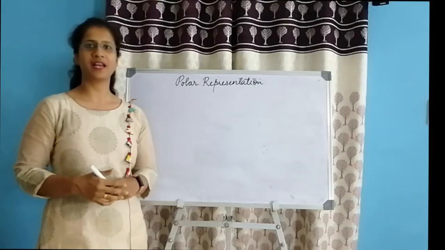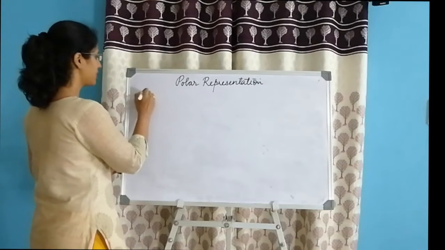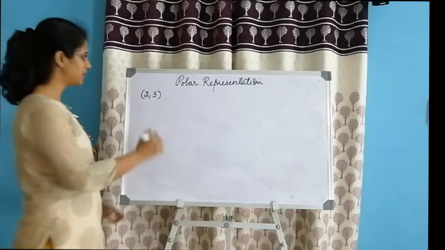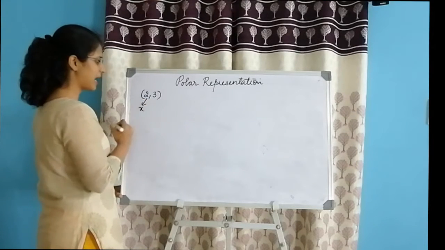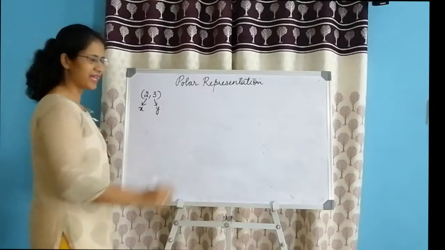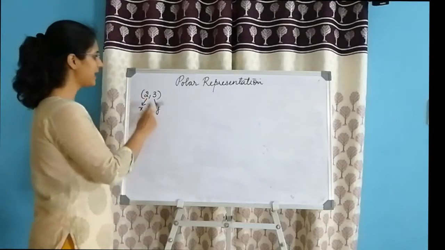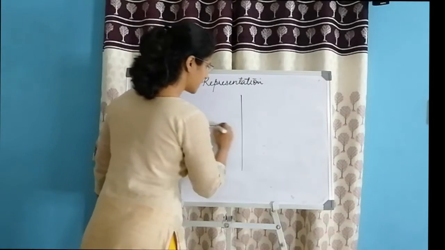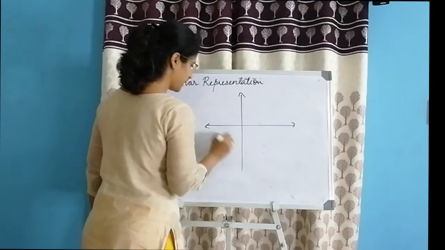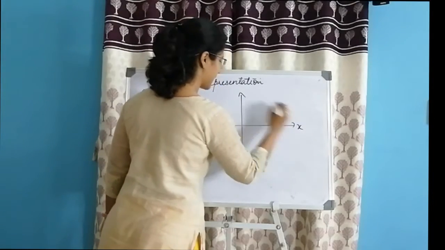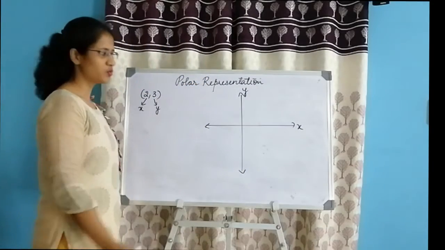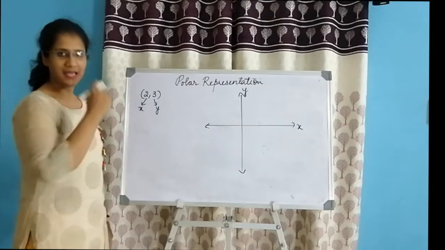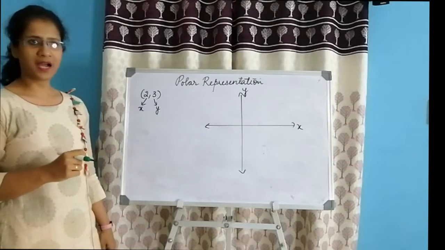So to begin with, let me come up with an example. If I write this as 2, 3, I have an ordered pair 2, 3. In the place of x, I have 2. In the place of y, I have 3. Now, how do I represent 2, 3 on the Cartesian plane? We all know what is a Cartesian plane. A Cartesian plane is a two-dimensional plane which has x-axis and y-axis, which can be represented on any plane. So obviously 2, 3 can be represented on my Cartesian plane.